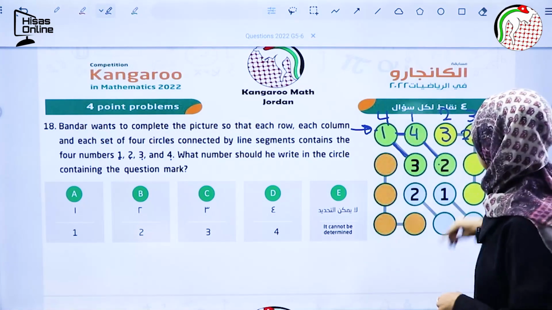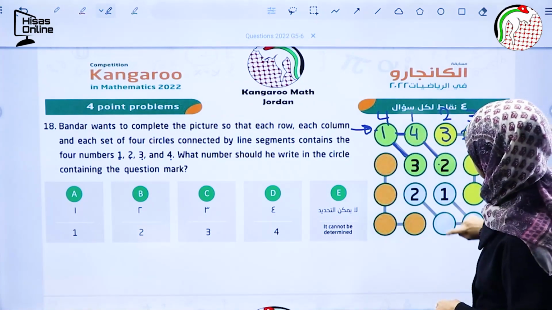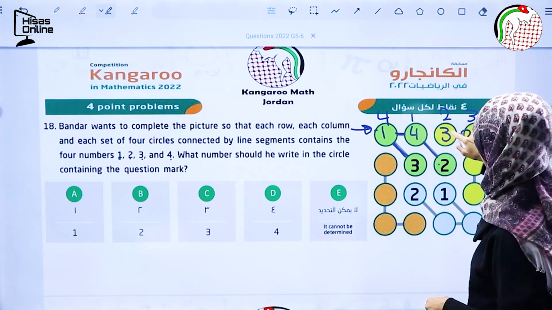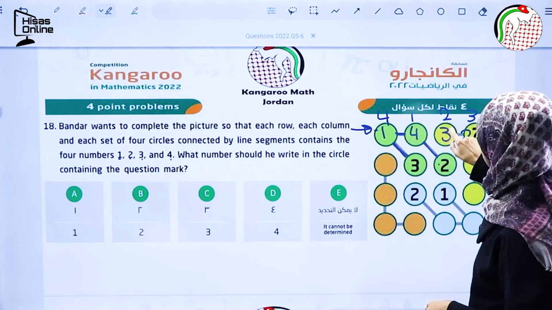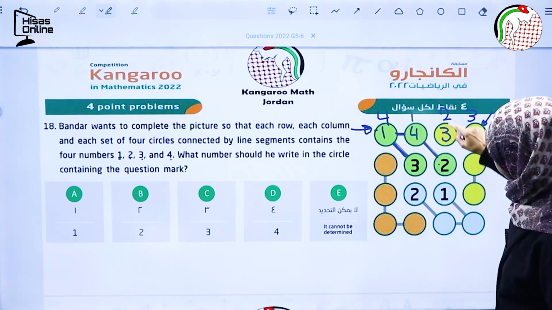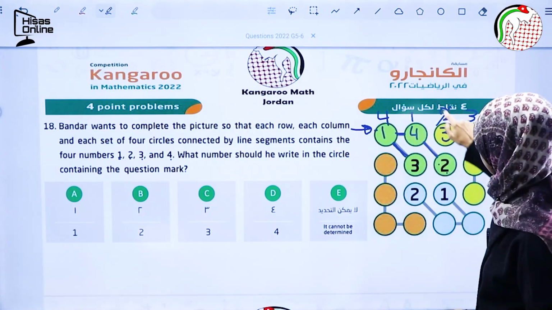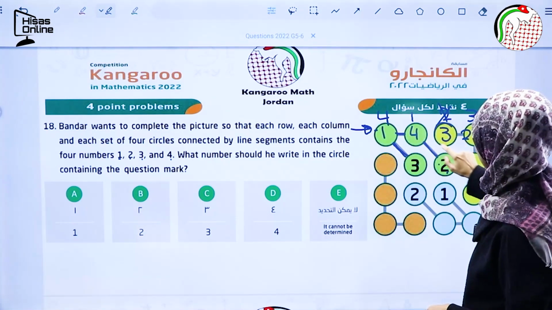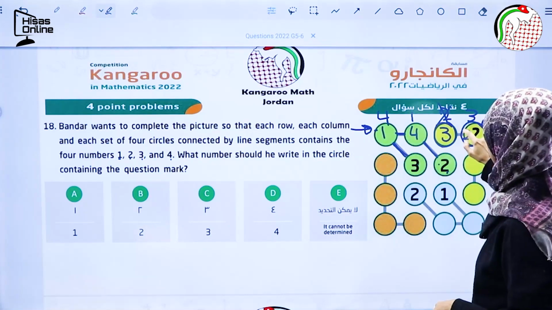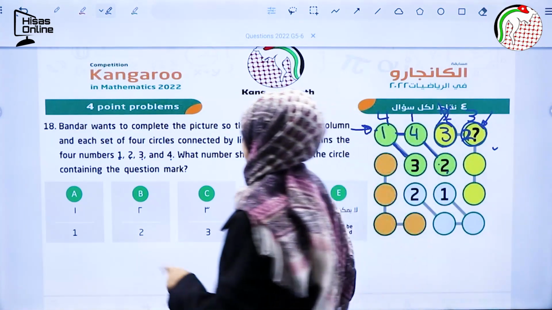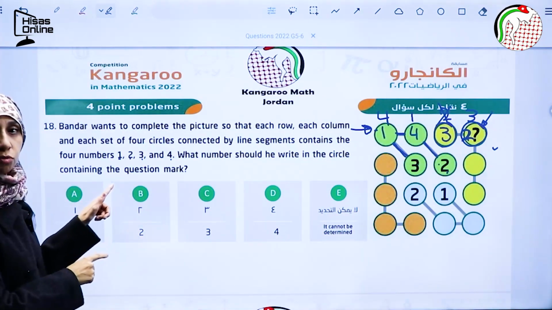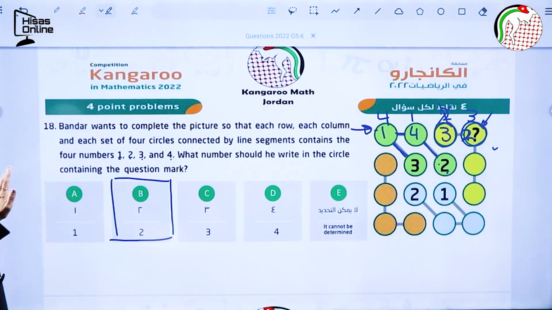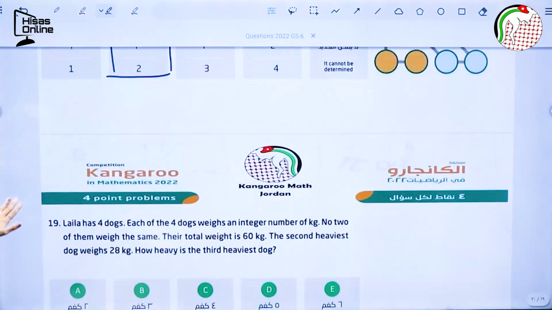Now how to decide? We said check the column and the row. The row we agreed on 3, 2 or 2, 3. Now here I can't put 2 because 2 is repeated here. So this is definitely 3 and this one is definitely 2. So the number that can be instead of the question mark is B, which is number 2. Next question.